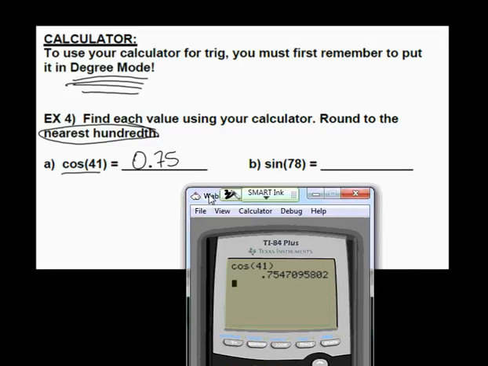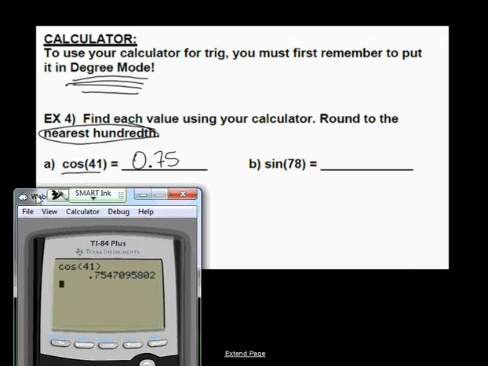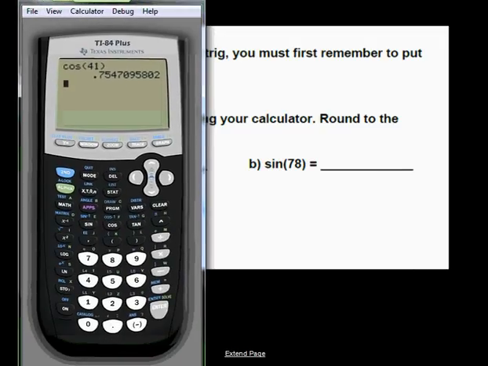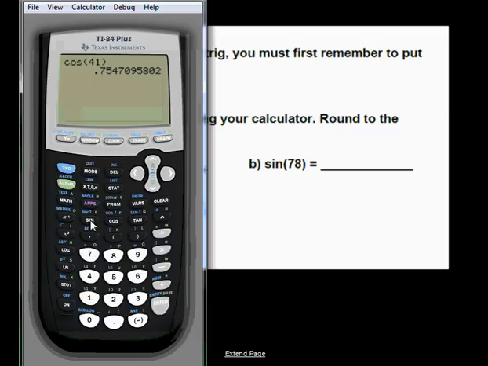Looking at my next one, this one says the sine of 78 degrees. So I press sine, 78, close my parentheses, and press enter. This one's going to be 0.98.